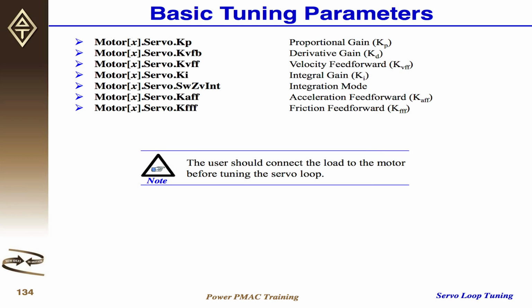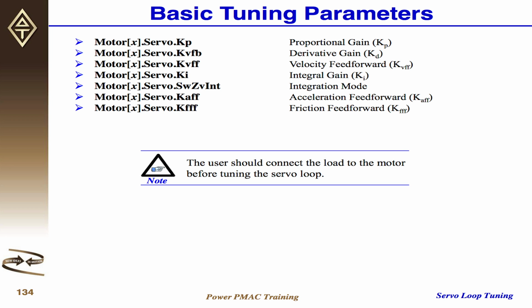Next parameter is the integration mode, swzvint. This allows you to tell PMAC whether to integrate all the time throughout your trajectory or just at the end of the move when the desired velocity is 0. Next is acceleration feed forward, KAFF. This helps to eliminate inertial lag and tracking error at constant acceleration. And lastly is the friction feed forward, KFFF, which helps you to break free of stiction.